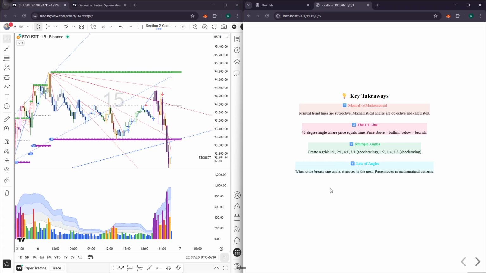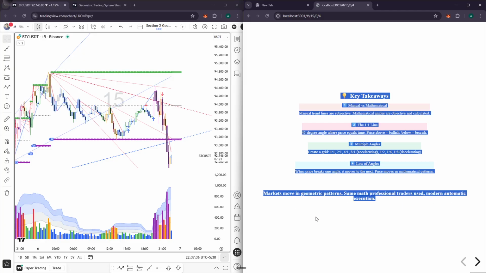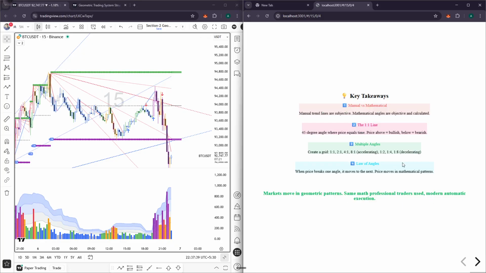So we talked about the law of angles. When price breaks one angle, it moves to the next one, and price moves in mathematical patterns that we have already seen. Markets move in geometric patterns. The same math professional traders use in modern automatic execution, that's what we are applying here as well.